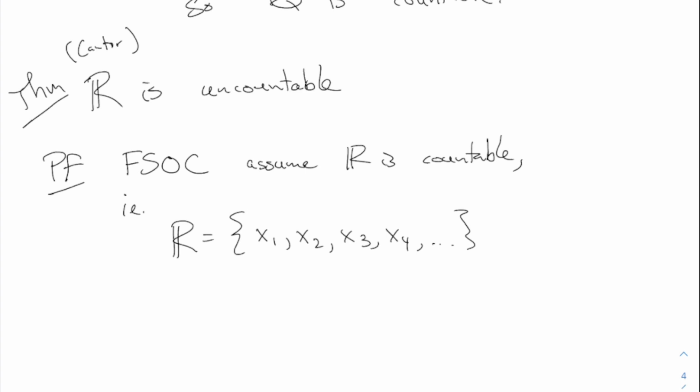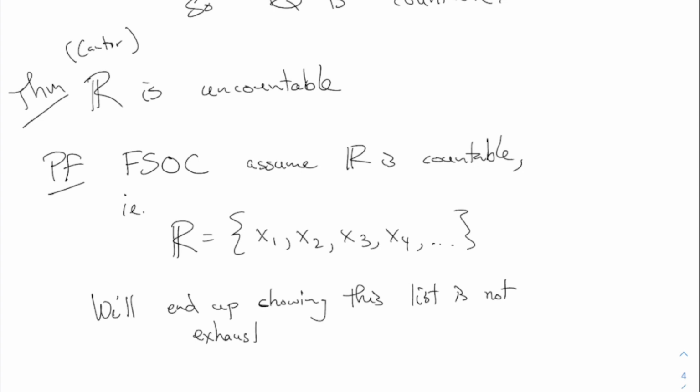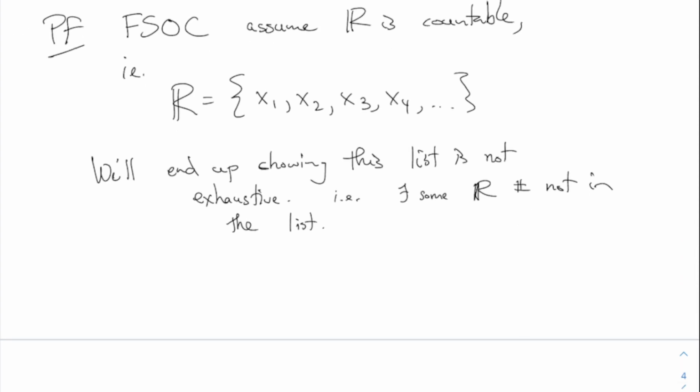Like I said, we're going to use the nested intervals property, but the punchline of the whole theorem is that we'll end up showing that this list is not exhaustive. That is to say, there exists some real number not in the list. That's going to be our contradiction at the end. We assume that you have a whole list which includes every real number, and the contradiction will be that we're actually going to find an individual number that's not on the list. All right.